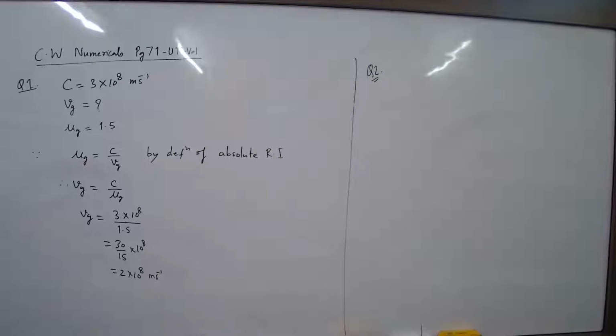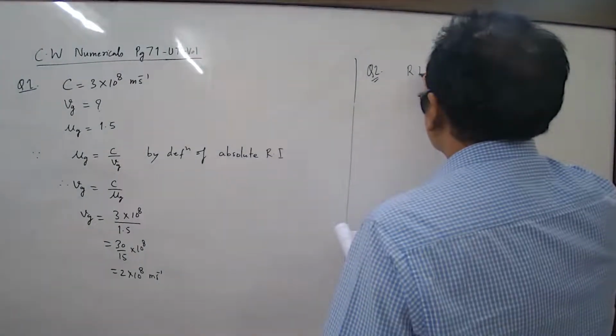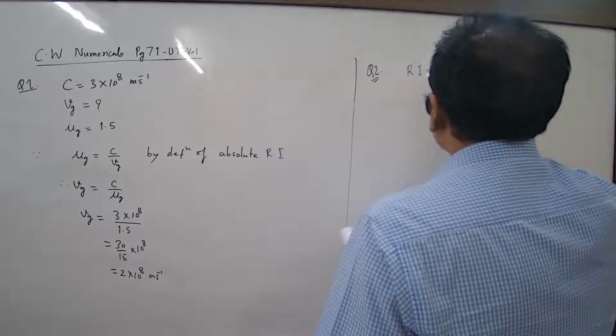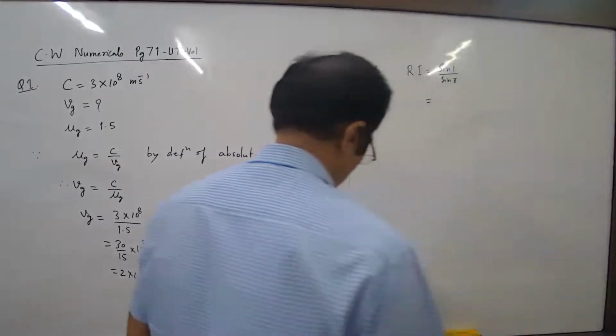At an angle of incidence 60 degrees and gets refracted into the medium at an angle of refraction. What is the refractive index of the medium? So, what is refractive index? Sine of i upon sine of r.